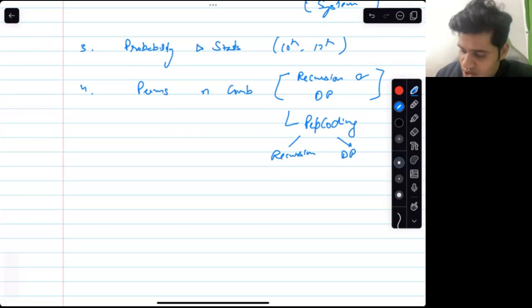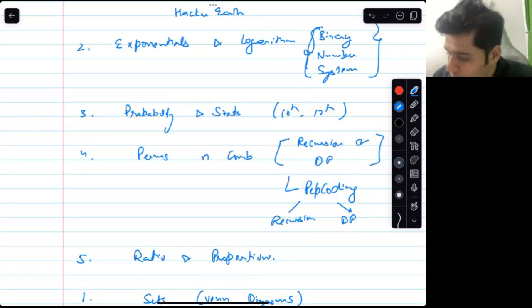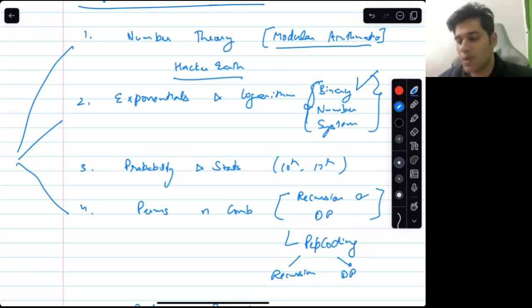The next topic is ratio and proportion. No resource from my side. Your 10th, 12th information is enough. And similarly for sets, that is Venn diagrams, you decide wherever you want to prepare from. So my suggestions would be related to permutations and combinations. In exponentials, I say do binary number system. In number theory, I highly recommend you to do modular arithmetic from Hacker Earth. So this is about the top topics.